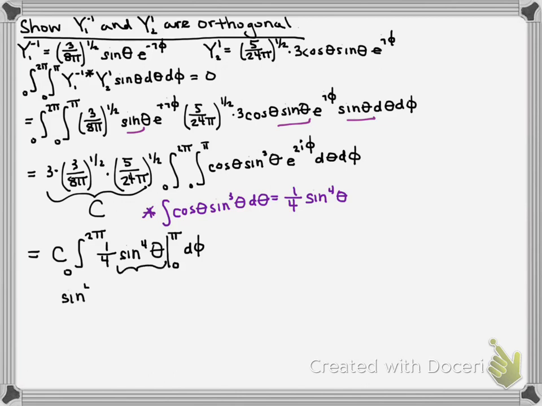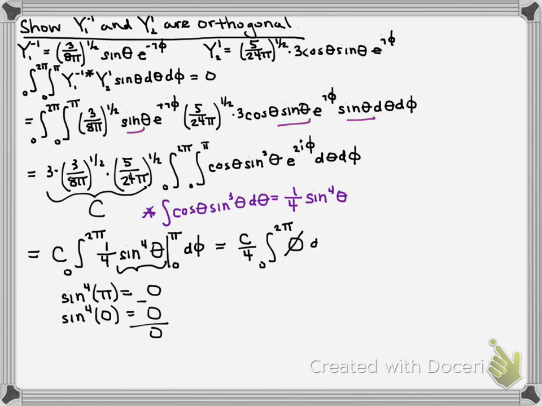So let's go ahead and plug in those bounds. Sine to the 4th of pi is equal to 0, because sine of pi is 0. 0 to the 4th power is still 0. If we plug in 0, sine to the 4th of 0 is also equal to 0. So 0 minus 0 is still 0. And so if we plug that into our integral, we're going to get c over 4, the integral of 0 times d phi. And the integral of 0 is simply just 0, right? If we multiply by 0, we still get 0. So we've now proven that these two wave functions are truly orthogonal.